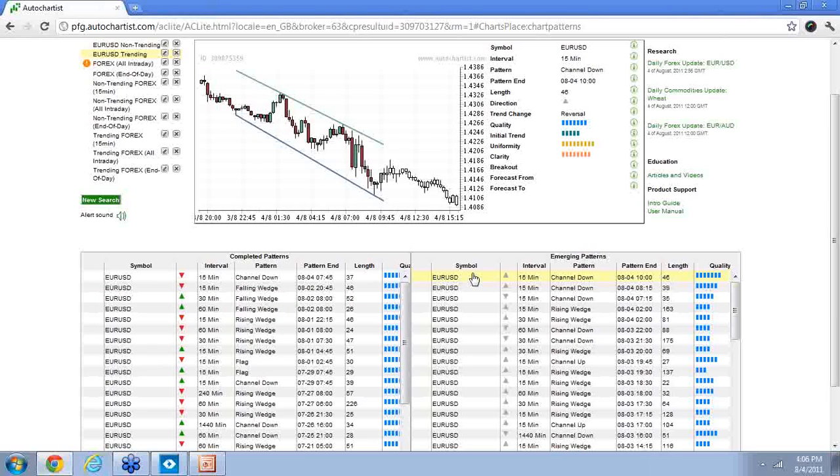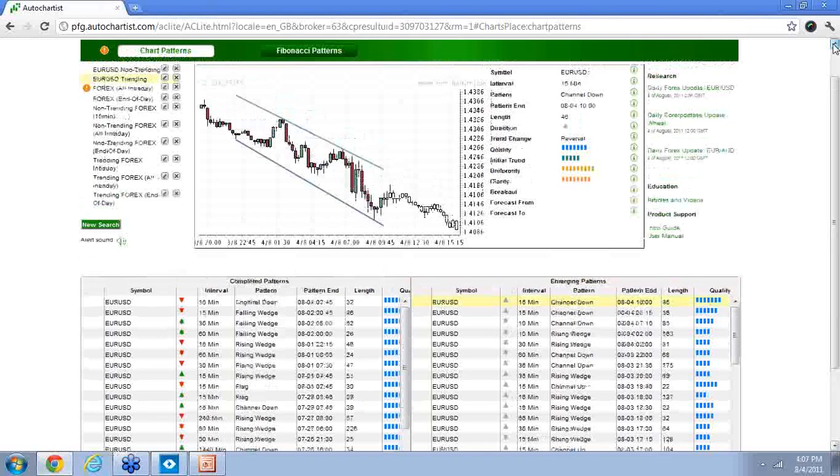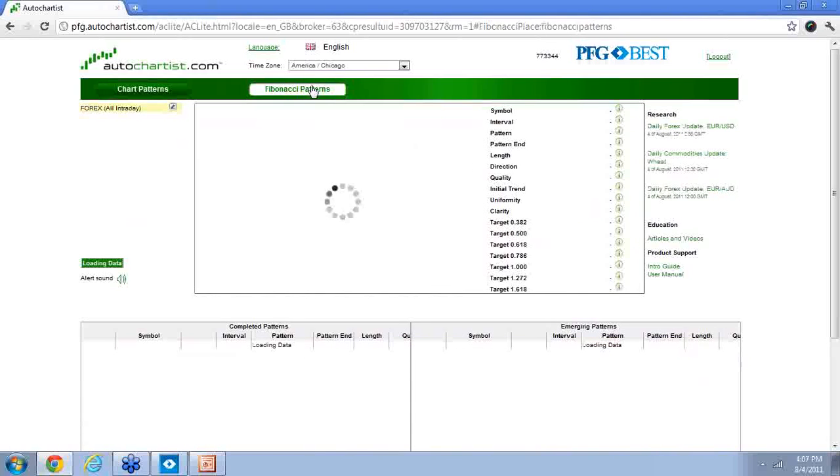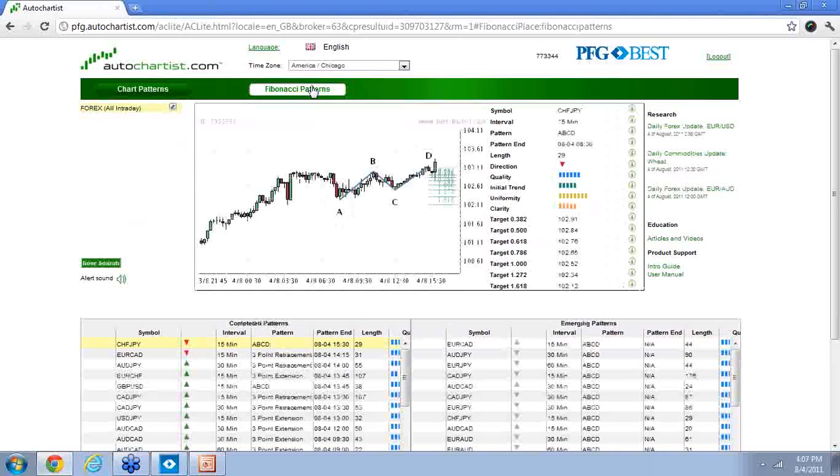Again, it gives you a chance to speed up your analysis process and do what you want and what you need to make yourself a successful trader. Okay, now that covers the searches of these chart patterns. Inside, Autochartist also provides a Fibonacci search for traders.